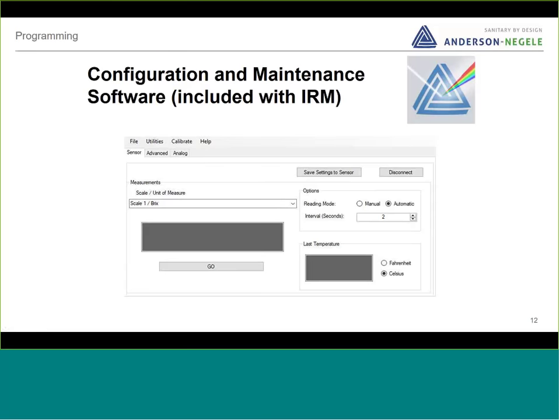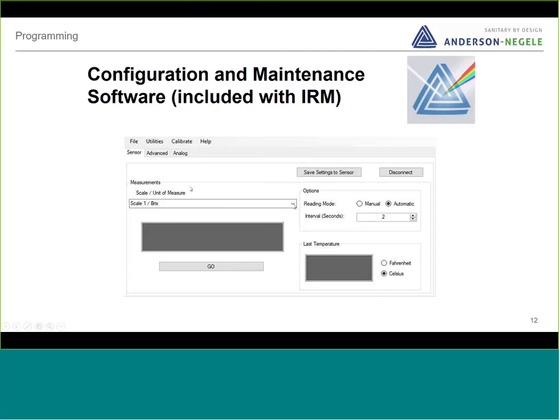So, configuration and maintenance software that's included with the IRM. I mentioned you'll have to get yourself a micro USB to USB connector to interface this with your laptop or your desktop. After that, there'll be software available on our website that you can download. It's included with the IRM. Install it on your machine, and then you bring it online and connect to the device. You can see the screenshot I grabbed. It was connected on my desktop at the time that I was taking the screenshot.